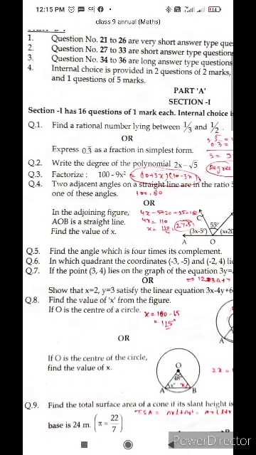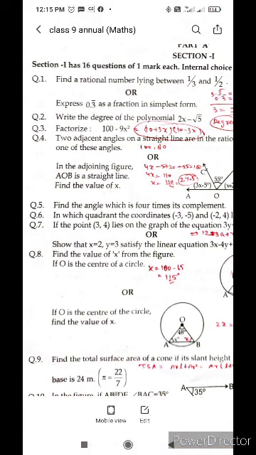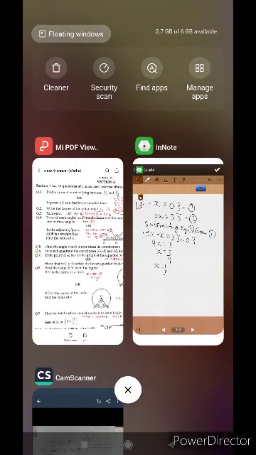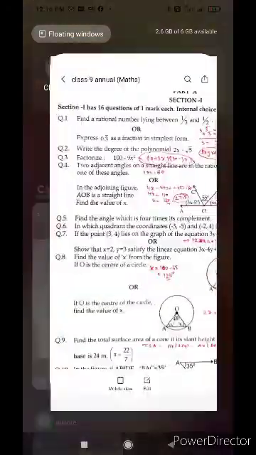Okay. Now next part, question number 3. Factorize 100 minus 9x square. 100 can be written as the square of 10, minus 9x square. 9 is the square of 3, so we can write it as 3x whole square. So a square minus b square equals a plus b times a minus b, that is 10 plus 3x and 10 minus 3x.